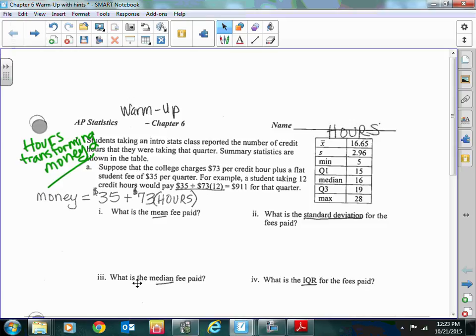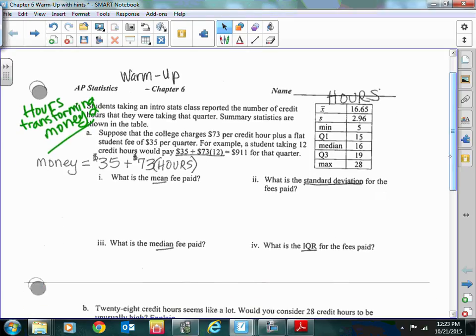This first problem is about students that were taking college classes, and there was data collected on how many hours they were taking that particular semester. These students were taking an average of 16.65 hours that semester, standard deviation, median, and so on. Here's the data in terms of how many hours they were taking. Well, this college wants to basically transform this data into money, and see what the mean and the median and the standard deviation and all those things are for money.